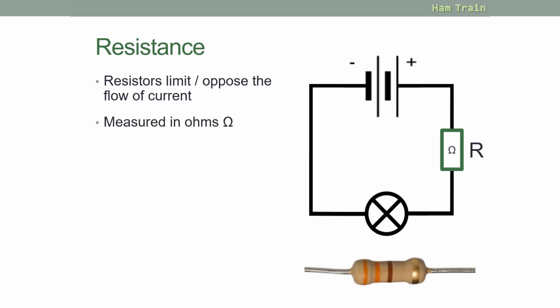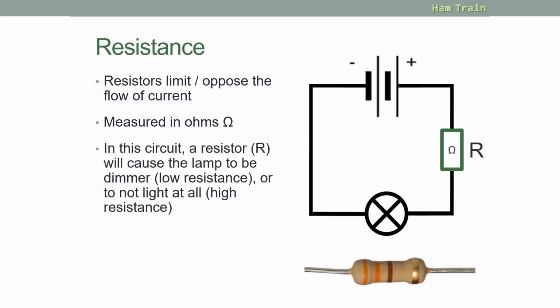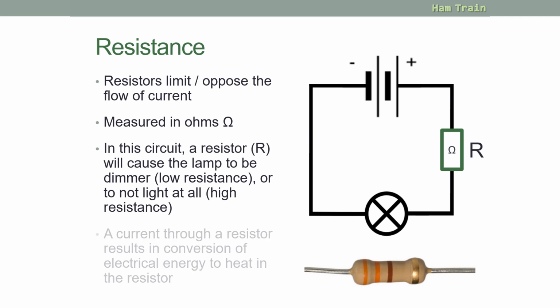As I mentioned earlier, resistance is measured in ohms. And in this circuit, a resistor, which we're calling R, would cause the lamp to either be dimmer or to not light at all, depending on the value of the resistor. And when a resistor is used in a circuit, the resistor will get slightly hot. That's converting the electrical energy to heat in the resistor.